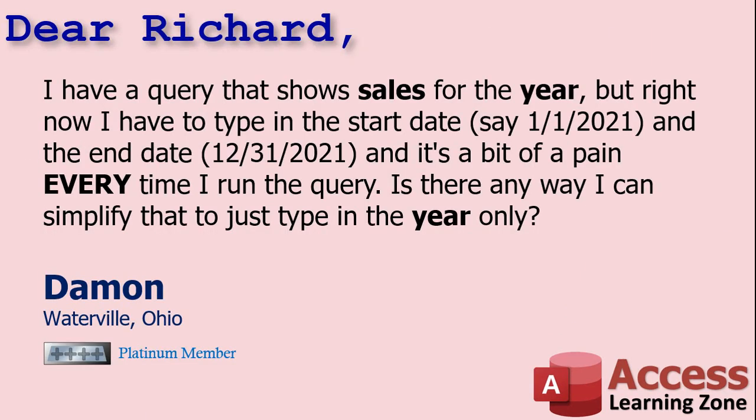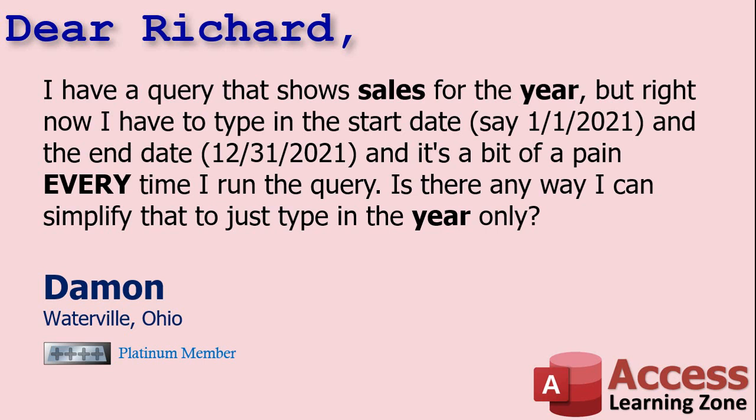Today's question comes from Damon in Waterville, Ohio, one of my platinum members. Damon says, I have a query that shows sales for the year, but right now I have to type in the start date, say January 1st, 2021, and the end date, December 31st, 2021, and it's a bit of a pain every time I run the query. Is there a way that I can simplify that to just type in the year only?